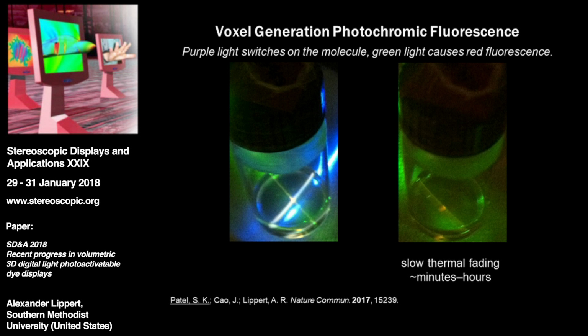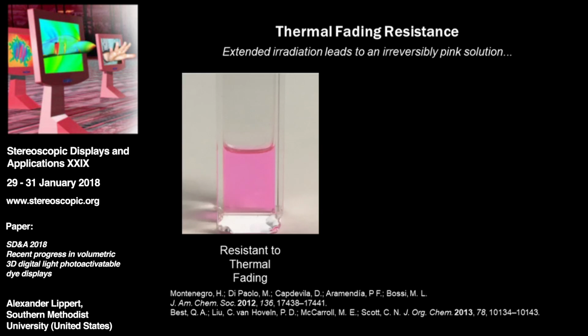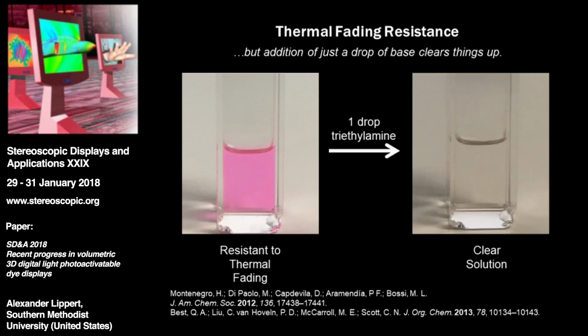So this was neat, but there's some problems, mainly the slow thermal fading. So this dot would fade away, but it was on the order of minutes to hours. More problematic is if you kept shining UV light on this solution, eventually you would get this pink solution that just never faded away. So we were scratching our heads for a while, but there was some literature precedent using these as acid-sensitive probes, so they become more fluorescent when there's acid around. So my student Jen had the idea, maybe we can add some base to it. Sure enough, if you add 1 drop of a triethylamine base, you instantaneously get a clear solution.